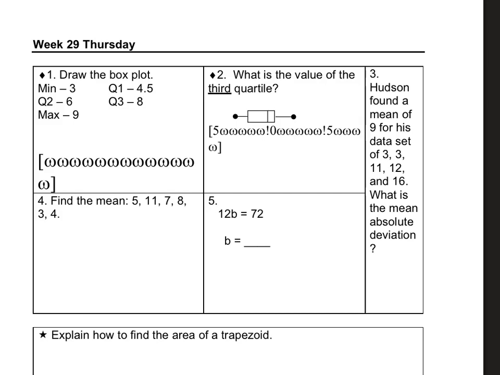All right, week 29, Thursday. Don't forget to just cross these out. These are supposed to be number lines that did not make it through the converting channels of computer to paper.